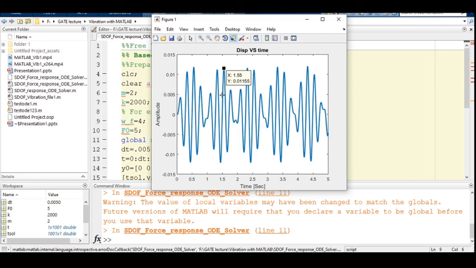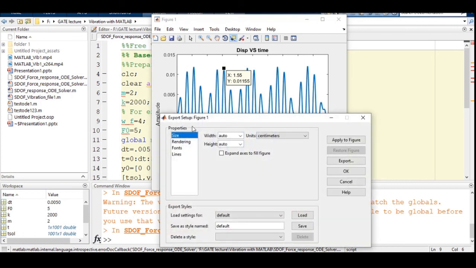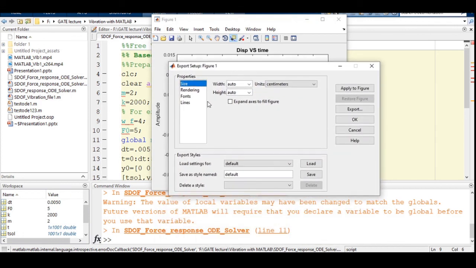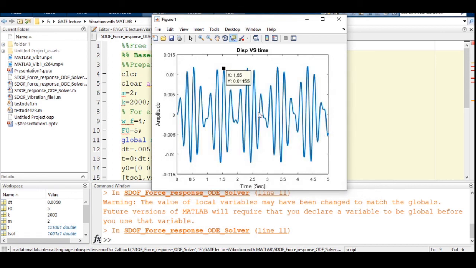If you want to export this figure or show it in a PPT, you just go to File and click Export Setup. In the Export Setup, go to Rendering. In Rendering, you have the resolution in DPI; change it to 600 and apply to the figure, and then you can see that your figure is improved. When you copy the figure or save it, it will be of higher quality.